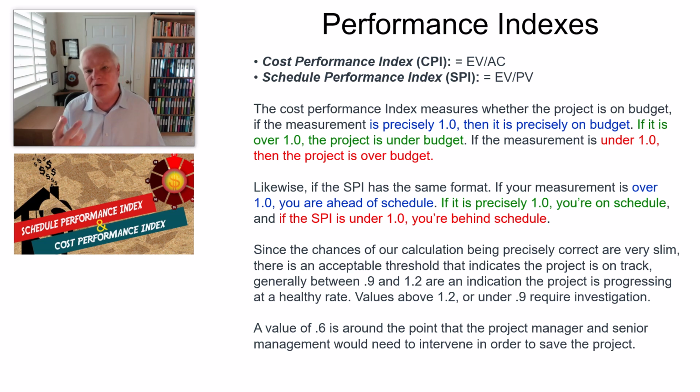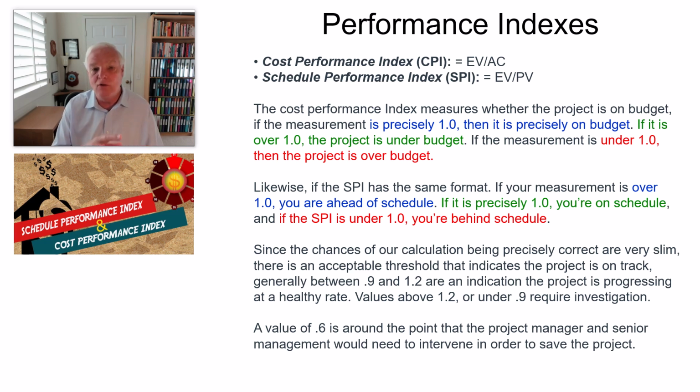Now, there's two different indexes that are going to be critical for you, CPI and SPI. Cost Performance Index is CPI, okay, and Schedule Performance Index is SPI. Let's just talk quickly about what that means. The Cost Performance Index measures whether a project is on budget. If the measurement is precisely 1.0, then it is precisely on budget.